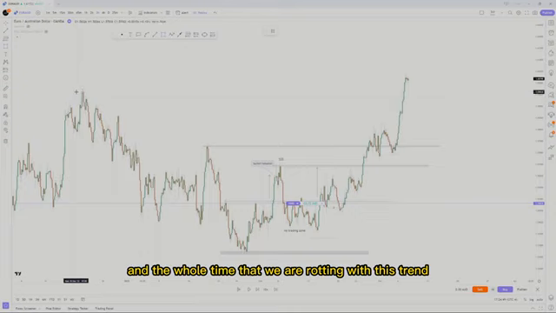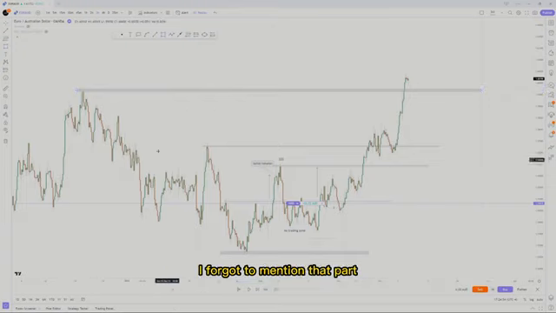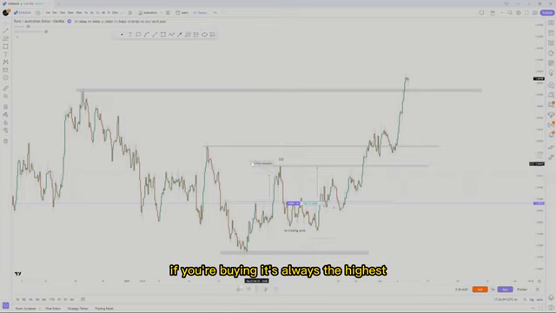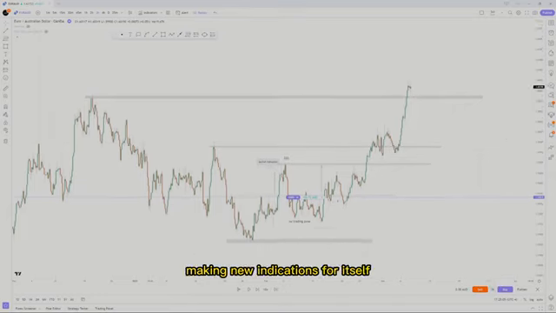And the whole time that we are riding with this trend, we're going to mark out our high levels as well. I forgot to mention that part, but our TP levels are always highs. If you're buying, it's always the highs. If you're selling, it's always the lows. So as you can see, price is taking out all the highs, making new indications for itself.